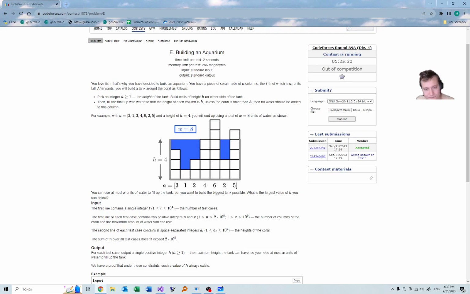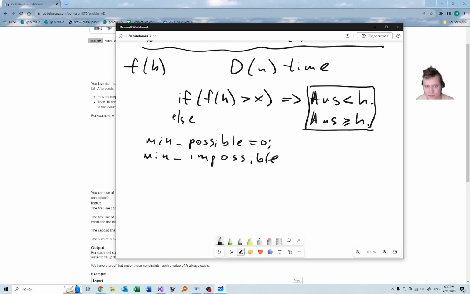So how to calculate it? You have 10 to the 9th water. You also have 10 to the 9th coral. So if you take exactly 2 times 10 to the 9th, this is actually a possible answer. Sometimes it is true when you have only one column. There is a coral of size 10 to the 9th, and there is 10 to the 9th water. So this is the maximum possible answer. Minimum impossible answer is this plus 1. So these are bounds of the binary search.